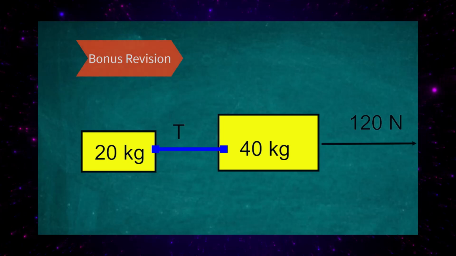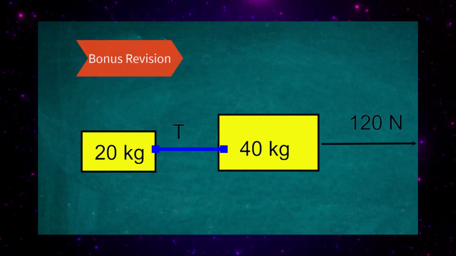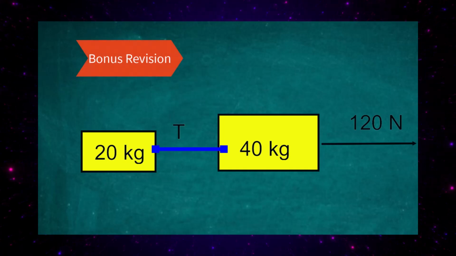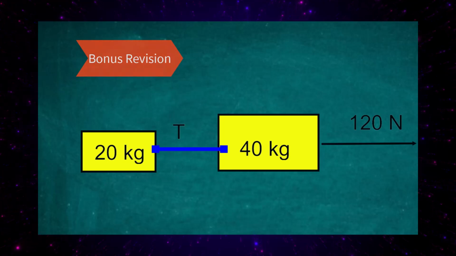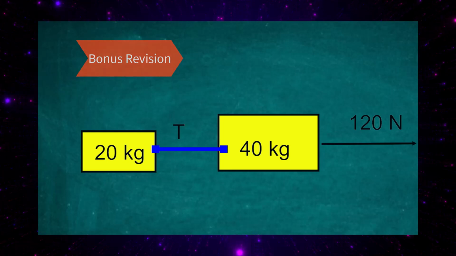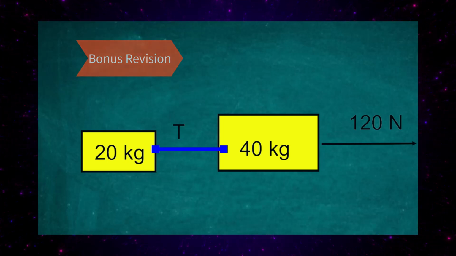Here's our bonus question coming up then. It's a revision of what we did previously. We have two masses, 20 kilograms and 40 kilograms, attached with a cord or a tow rope, which is massless. We don't have to include that in the overall mass. That's why we say it's massless. And there's a forward force of 120 newtons pulling it.